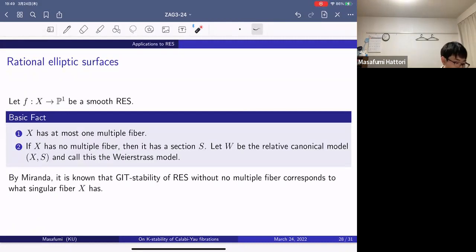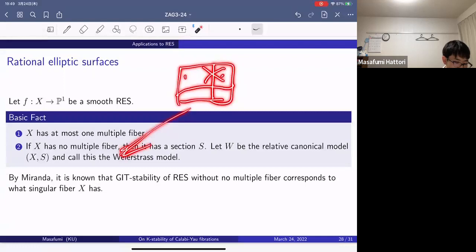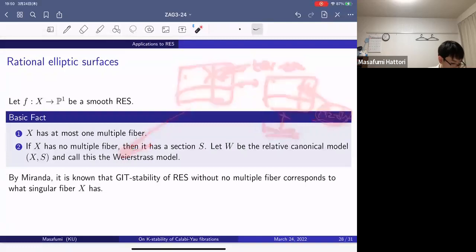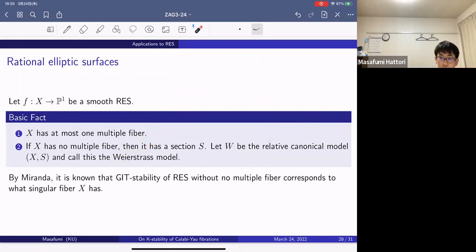The first one, X has at most one multiple fiber. And second, if X has no multiple fiber, then it has a section S. Let W be the relative canonical model of X over P1 and call this the Weierstrass model. So this looks like so: singular fibers, and these are minus 2 curves, and so we contract, and this is a Weierstrass fibration, and this has ADE singularities. In this case, it's an A singularity.